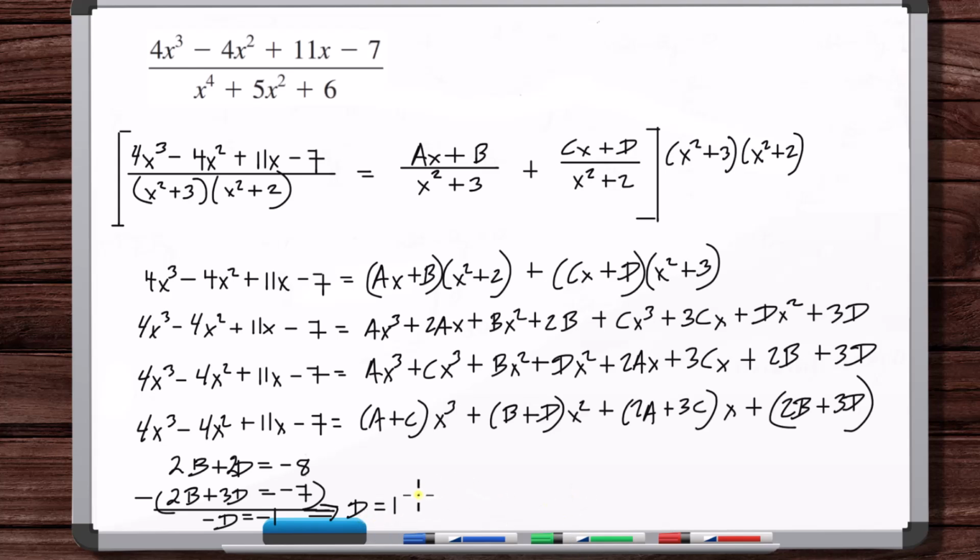If d is equal to 1, then 2b plus 3d is equal to minus 7, so you have 2b plus 3 is equal to minus 7. 2b is equal to minus 10. b is equal to minus 5. Now we've got a plus c is equal to 4 and 2a plus 3c is equal to 11. Multiply this by 2.